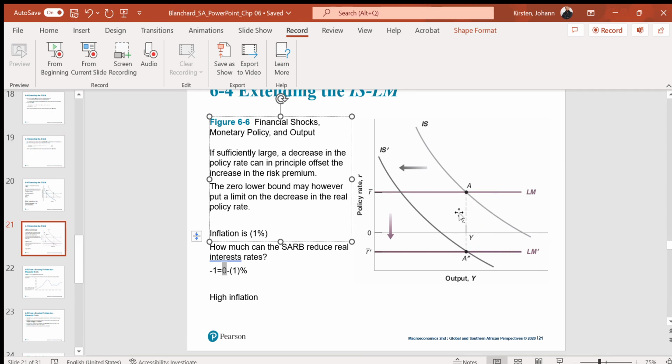But in this graph here, there is a complete offset, meaning the lower policy rate completely offsets the higher risk premium, as you can see, and that is what policymakers are trying to do in a monetary sense. Thank you very much. The rest of the slides you can go through.